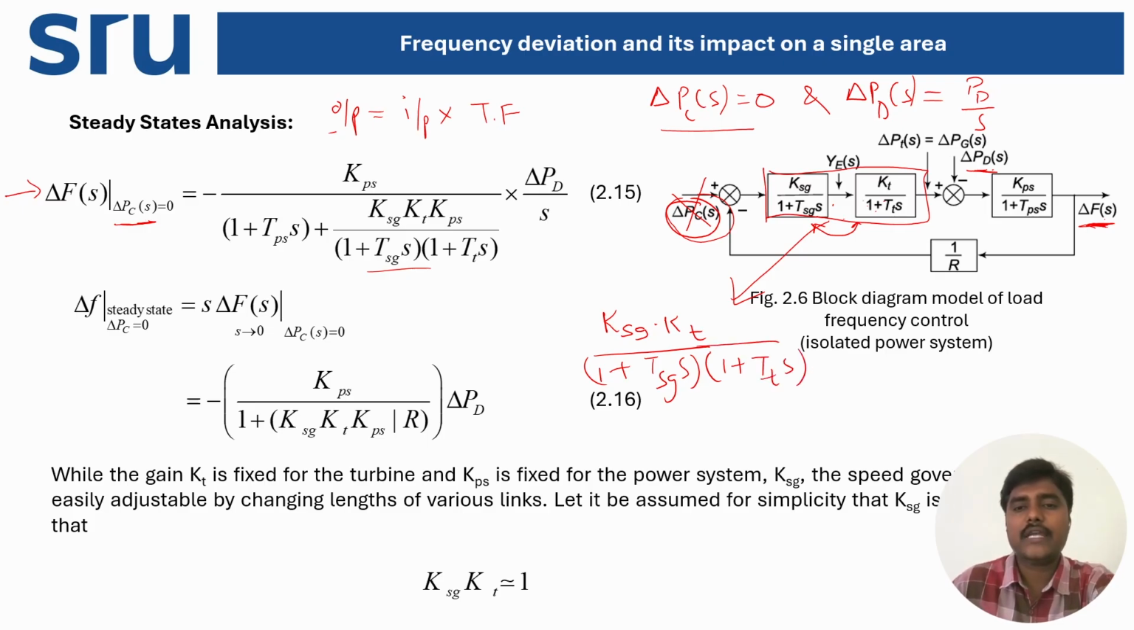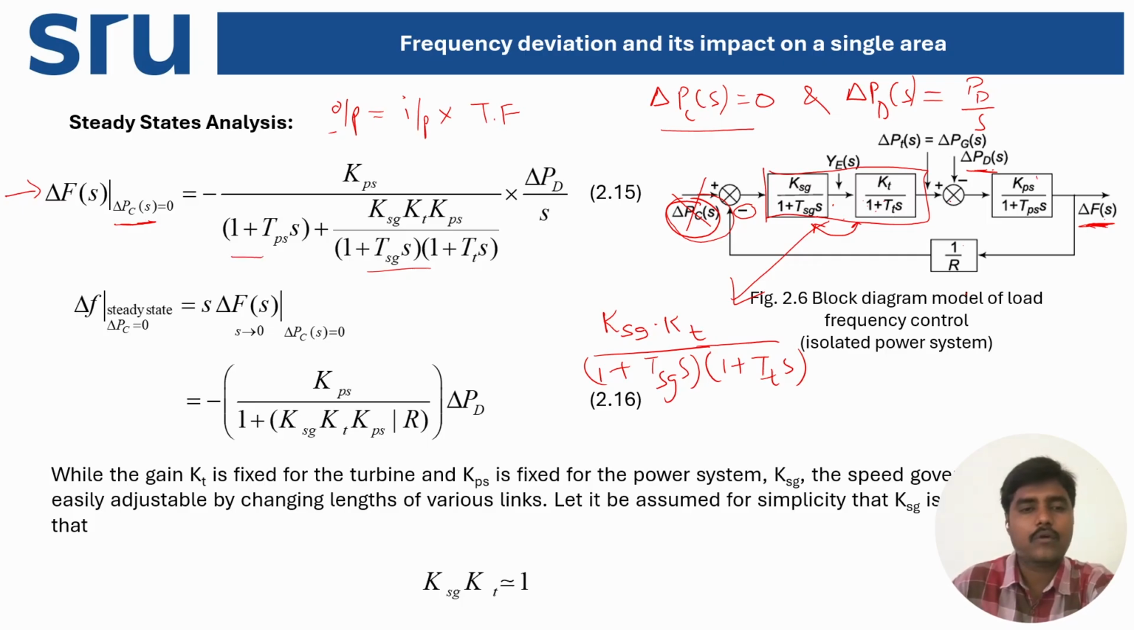Now this is acting as an input here, and of course we are not supposed to ignore this negative feedback because here the minus symbol is there, and with a feedback of 1 by R, and this is one more transfer function KPS by 1 plus TPS into S. So now once you combine this block diagram, you can get this equation.